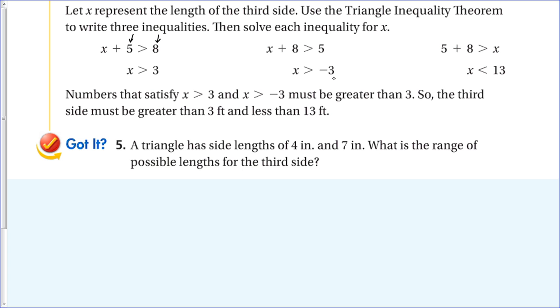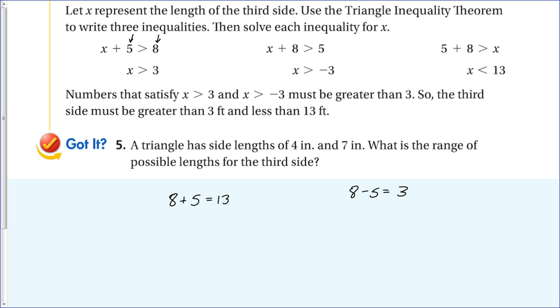And then we're going to find a range that the third side can be. Now, normally I don't do it this way. What I do is this. I take the two numbers, so we have 8 and 5. Add them together. 8 plus 5 equals 13. Now, take them and subtract them apart. 8 minus 5 equals 3.